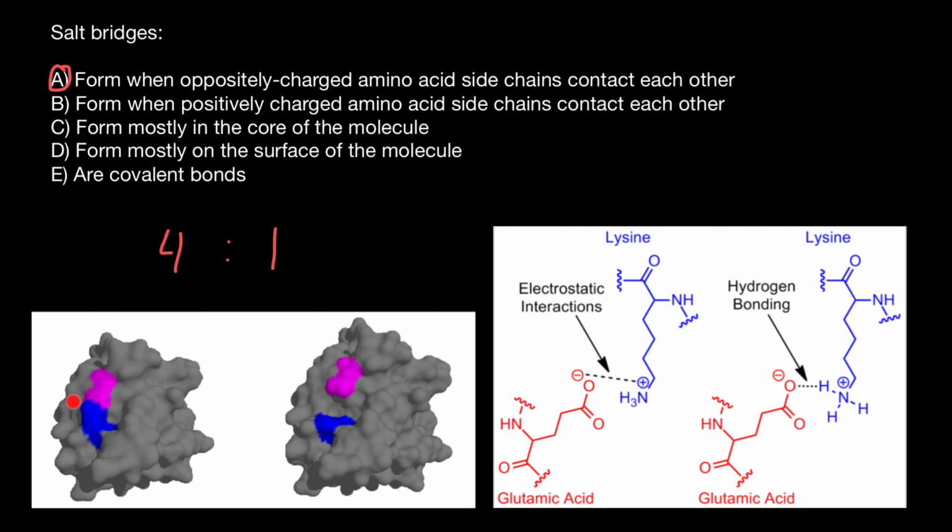And those salt bridges that we can find on the exterior of the protein can be broken by, for example, a change in the pH. In order for a salt bridge to form, the distance between R groups has to be no more than 4 angstroms, and in this case a salt bridge can form. But if the distance is going to be more than 4 angstroms, then such a salt bridge is not going to be formed. So as you see, we have another correct answer, which is answer D.